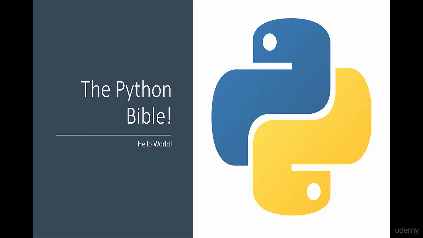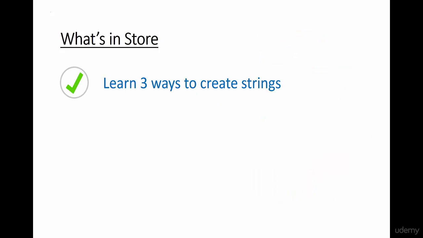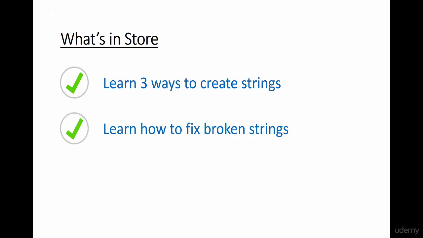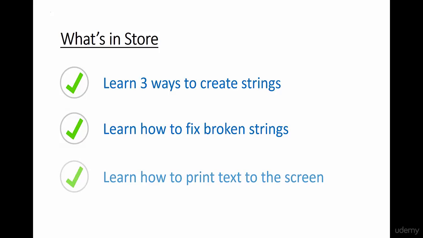So by the end of this lecture, you're going to know three main ways to create strings, and this is going to give you plenty of flexibility when working with text in your projects. You're also going to learn what a broken string is and how to fix one, which is going to stop you making silly errors and save you a bunch of time, especially when dealing with speech. And finally, you're also going to learn how to print text to the screen, which is a great tool for creating any user interface for your scripts and updating your user about what's going on.